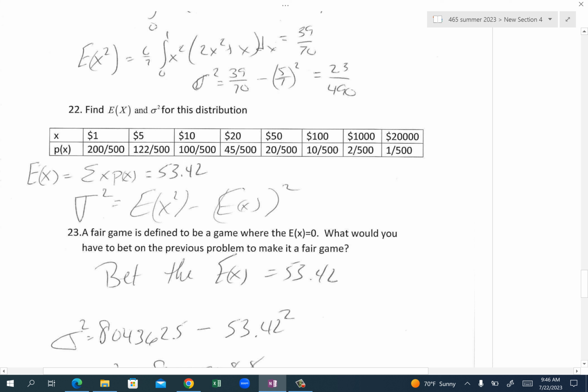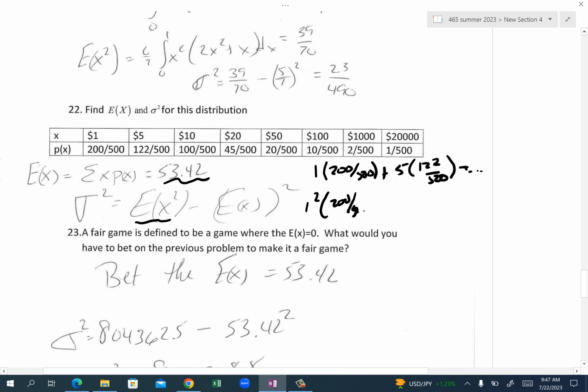Right. So on this next one down, remember to find expected value here. You take your x's, so 1 times 200 over 500 plus 5 times 122 over 500, etc. 5342 is our expected value. And then, of course, the expected value of x squared would be 1 squared times 200 over 500 plus 5 squared times 122 over 500, and so on. And then the variance is the difference in those two values. Okay? Cool.